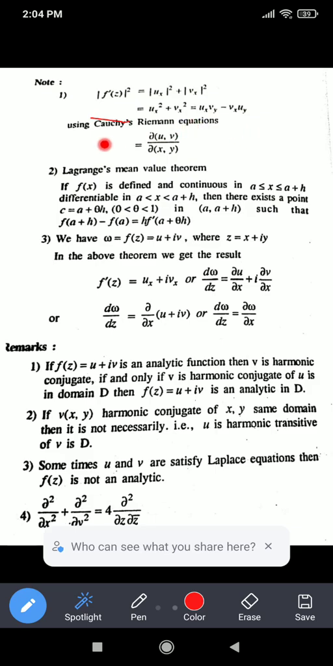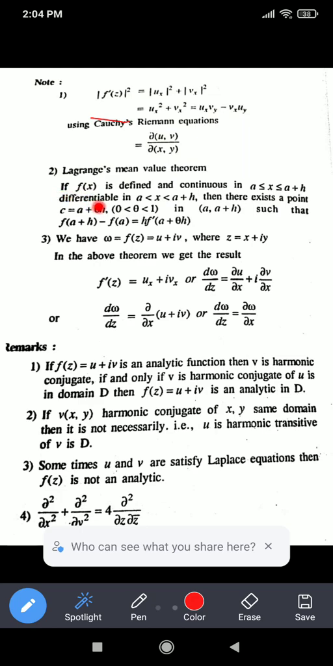By using Cauchy-Riemann equations, it can be written as dou of u comma v divided by dou of x comma y. That equals ux into vy minus vx into uy. We know that from BSc first semester, partial differentiation.